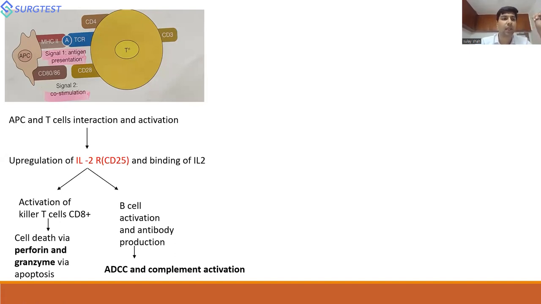Okay, so the first thing, this is the basic outline of how the immunology reaction works. Can anyone see this screen?